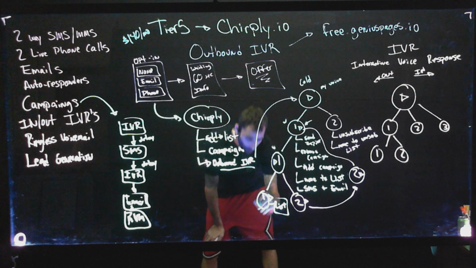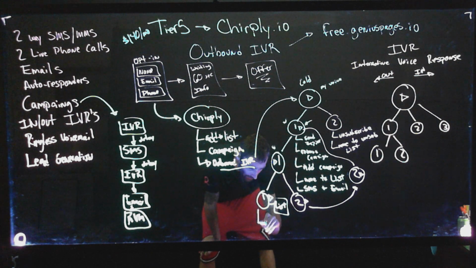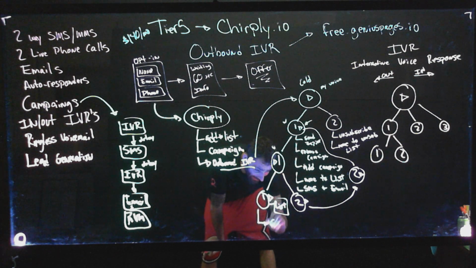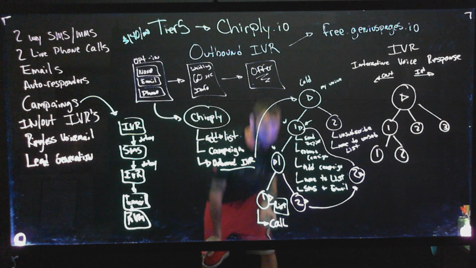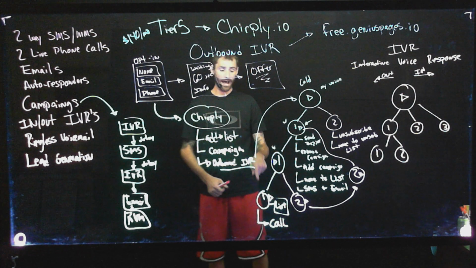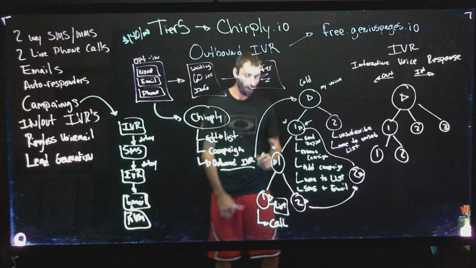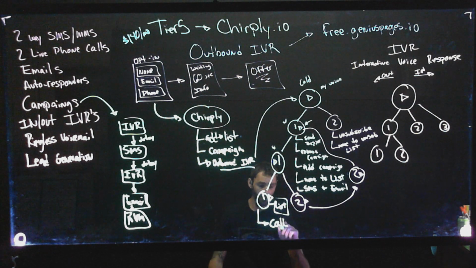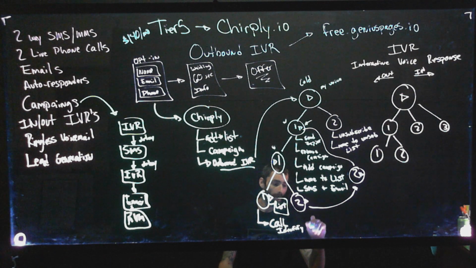So at this point, what Chirpley is going to do is it's going to add them to that list, and it is literally going to call me. So now on my cell phone, I am going to get an inbound call. I'm going to answer that call, and it is going to literally identify where they're coming from.